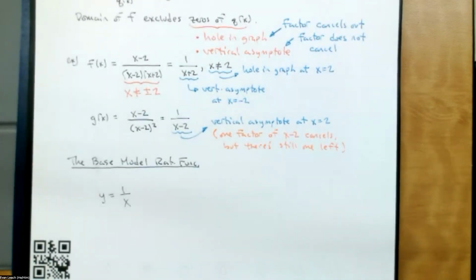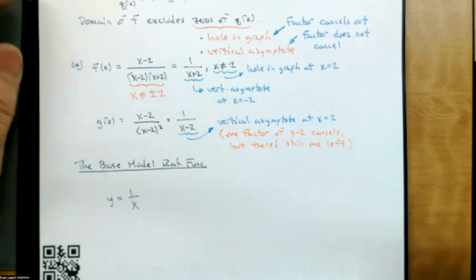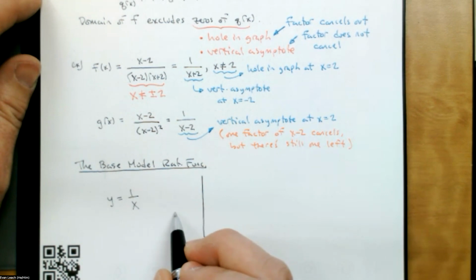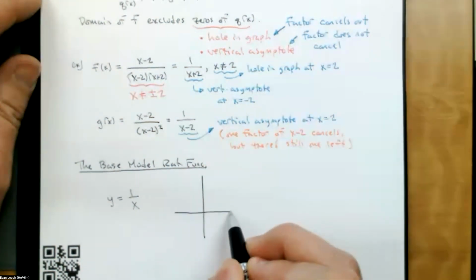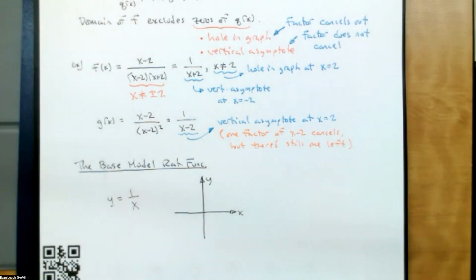This is your base model rational function, y equals 1 over x. We're familiar with this graph. We know what this one looks like. One of the things that we want to notice is that, like we were just talking about, anywhere where the denominator is 0 is an excluded value. So we see that x can't equal 0 here.